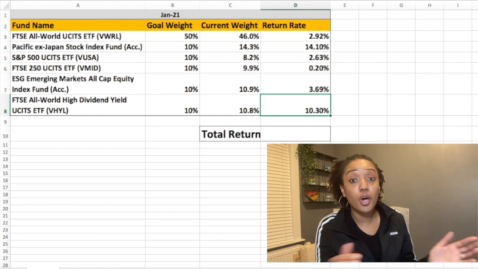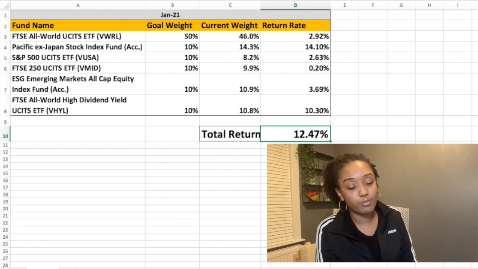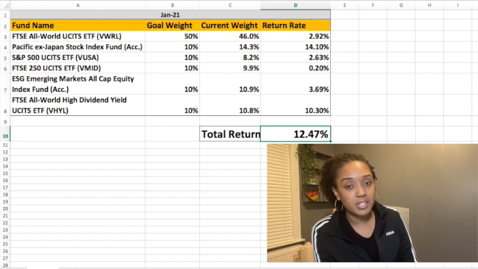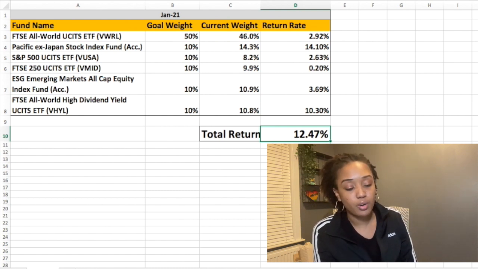Now for the total return of this investment portfolio, it is 12.47%. So 12.5%. So just above what I would like to see on a year-on-year basis. And I need to give the other funds, as I said, a bit more time. And I really think it will start to boost up my total return rate. But to be honest, I'm really happy with it right now.